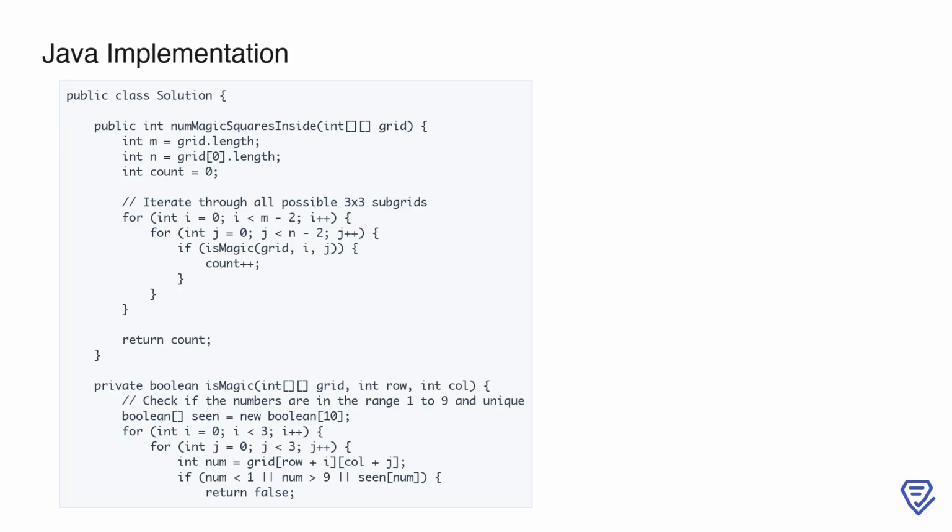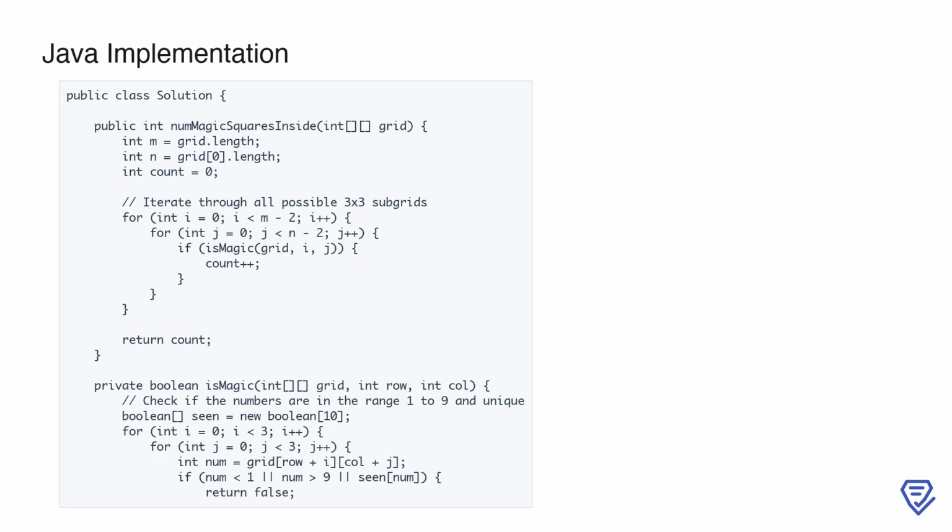To examine all possible 3 by 3 subgrids within the grid, we use nested loops. The outer loop iterates through the rows, stopping at M-2 to ensure there's enough space for a 3 by 3 grid, while the inner loop does the same for the columns, stopping at N-2. For each subgrid, we call the helper function isMagic, passing the grid and the top left corner of the current subgrid. If isMagic returns true, we increment the count. Finally, the function returns the total count of magic squares.